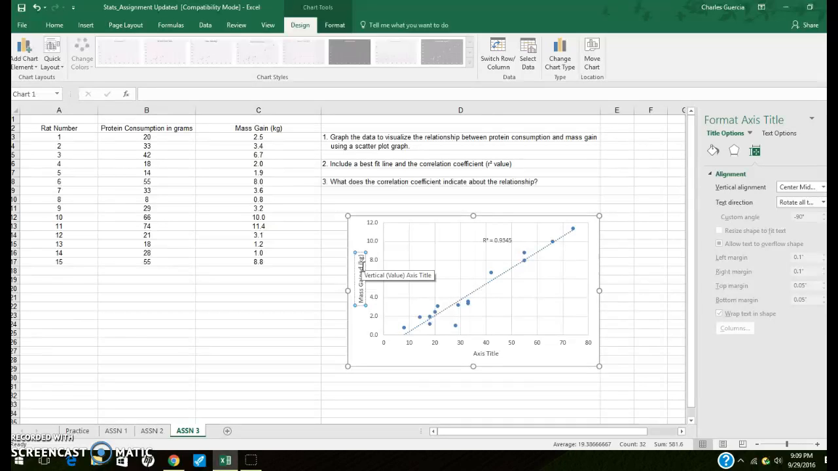And again, if it were an IB lab, you would be putting in your uncertainties here, most likely, looking at probably plus or minus, we're going to the nearest tenth, so plus or minus 0.05 kilograms would be, in that case, our uncertainty. And down here, this is protein consumed. That is in grams.